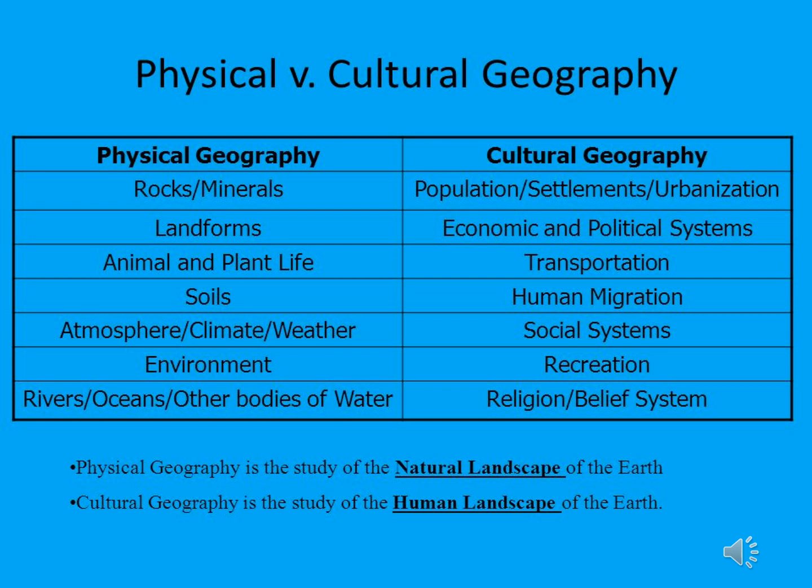This two-column chart shows the difference between physical geography and cultural or human geography. The chart clearly explains that the former is the study of the natural landscape of the Earth, while the latter is the study of the human landscape of the Earth.